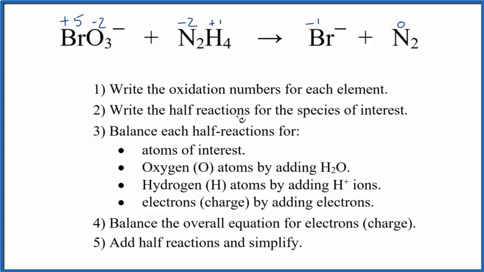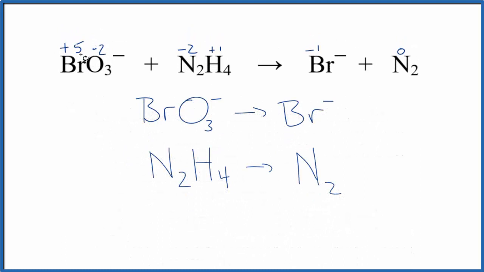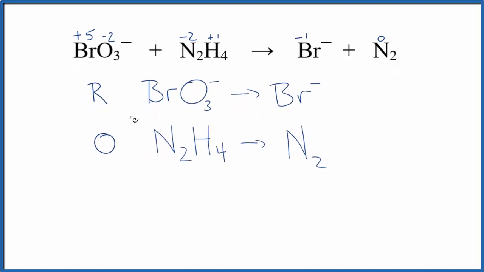Once we have the oxidation numbers, now we're going to write the half reactions for the species of interest. These are the ones that have changed. That looks like this. So for the bromine, we went from +5 to -1, so we went to a smaller number. This has been reduced. We also lost oxygen, so that makes sense. And then the nitrogen went from a -2 to a 0, so this number got larger. -2 to 0, that gets larger. So this has been oxidized. So those are the half reactions here that we're dealing with.